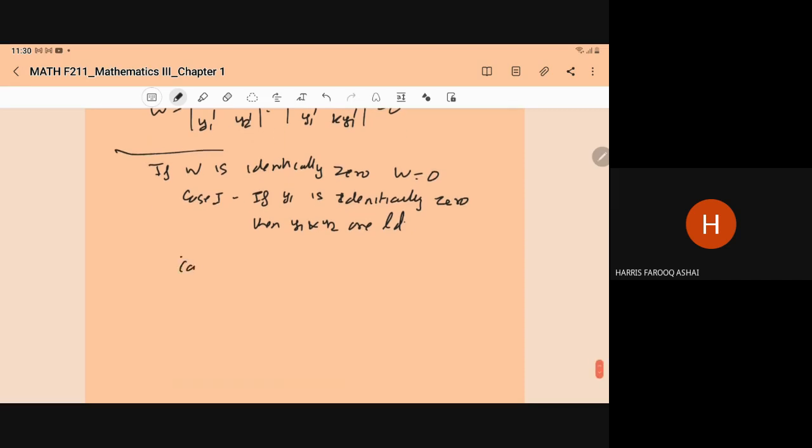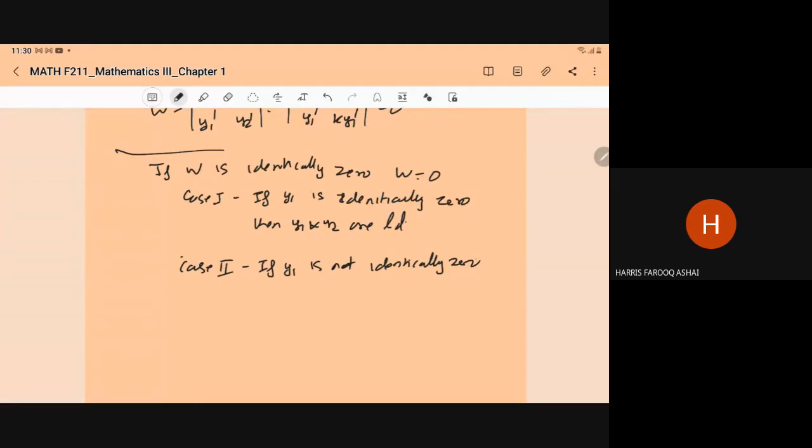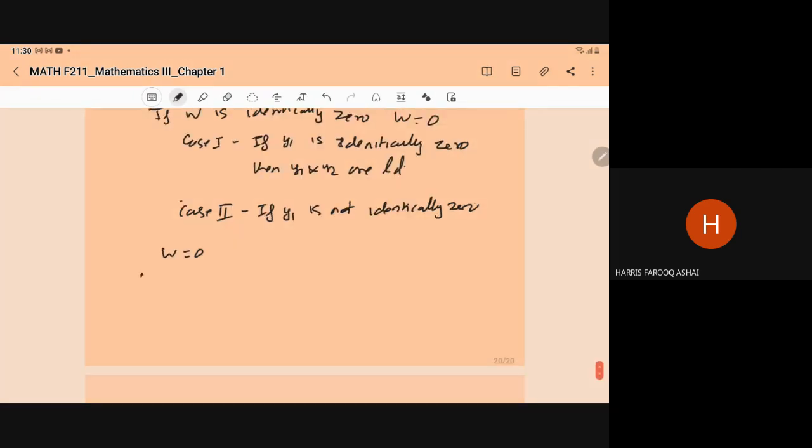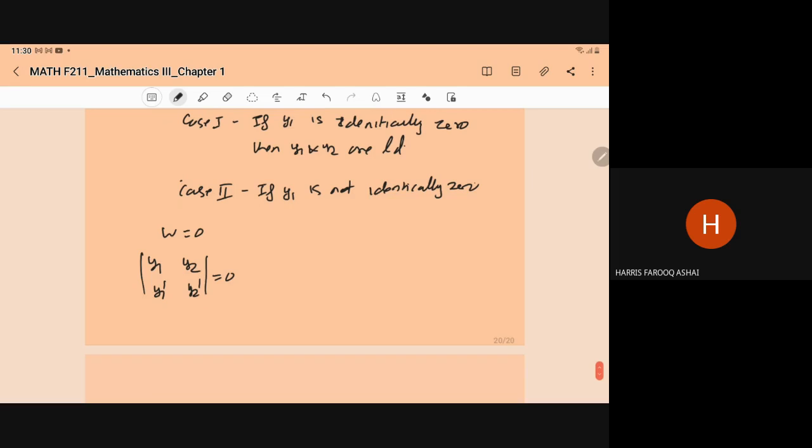So which case do we have to take? We have to take the second case. Case second, if y1 is not identically 0, and what is given to you? W is equal to 0 is given to you. What is the W? W is the determinant of y1, y2, y1 dash, y2 dash, which is equal to 0. So y1 is not identically 0 and W is equal to 0 on the interval a comma b.